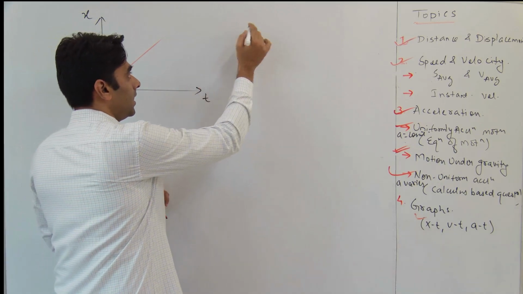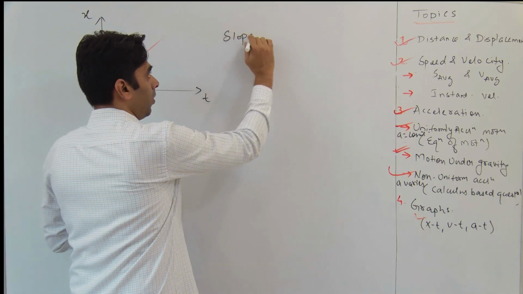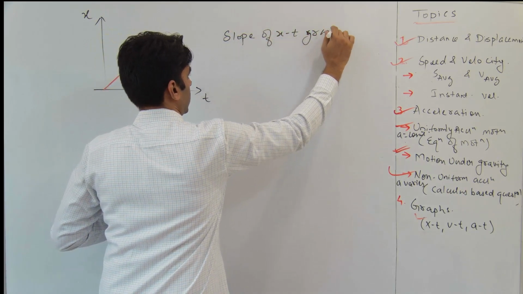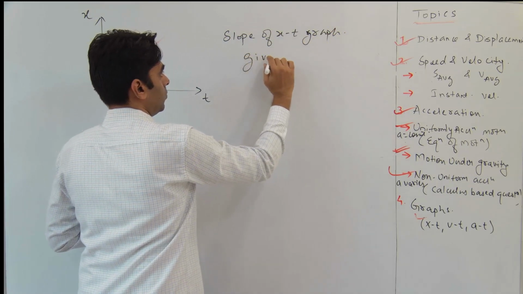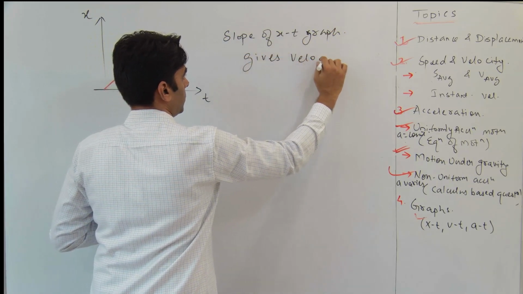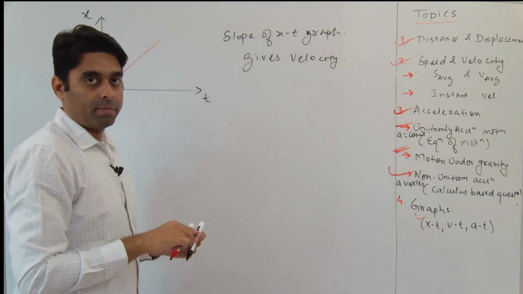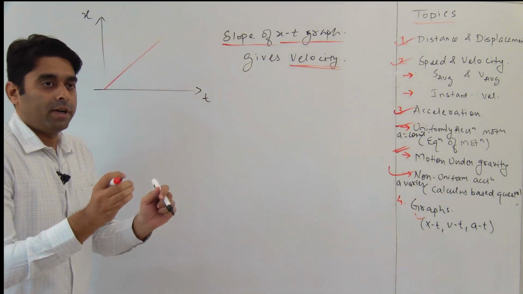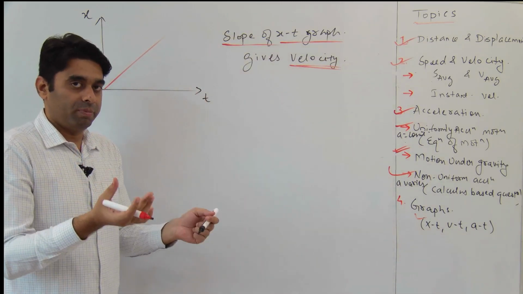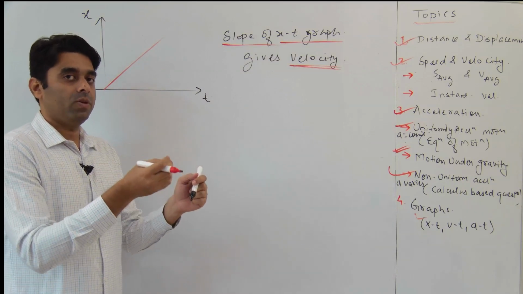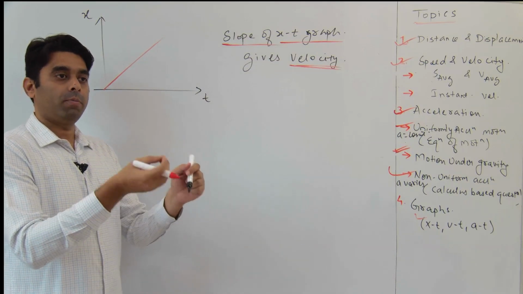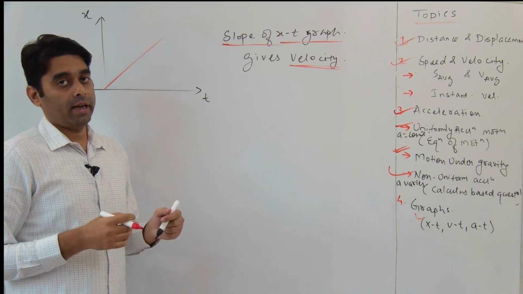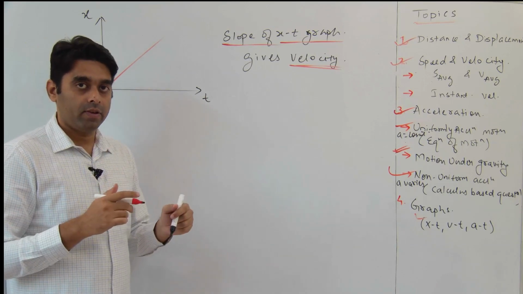The slope of the x-t graph gives velocity. This should be very clear in our minds: the slope of the x-t graph gives us velocity. At any particular point, if it's a straight line, the slope will be constant. If it's a curve, at any particular point, if we draw a tangent to that point, the slope of that tangent will give us the velocity at that particular time. Let us see some of the standard cases of the x-t graph.